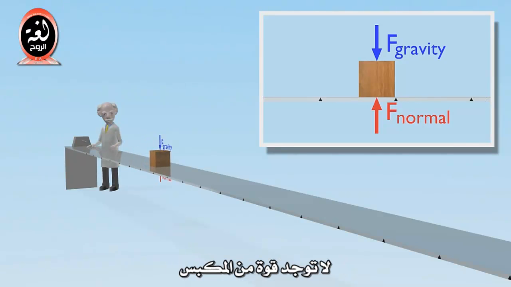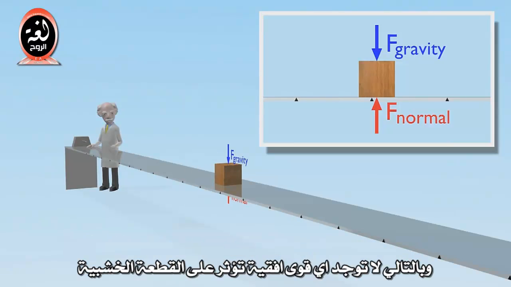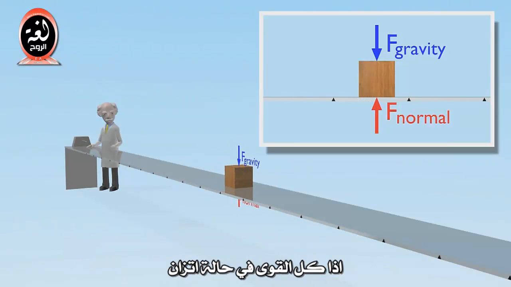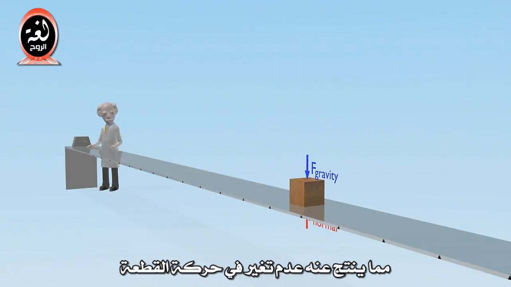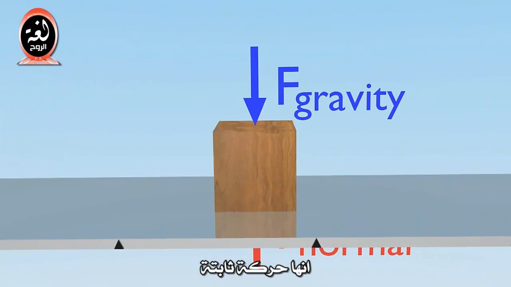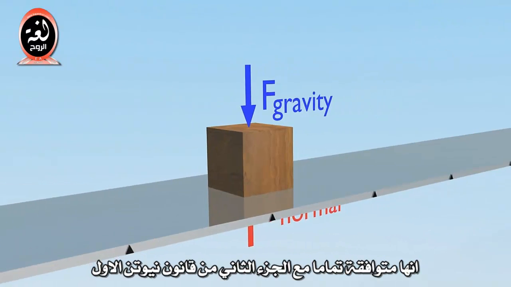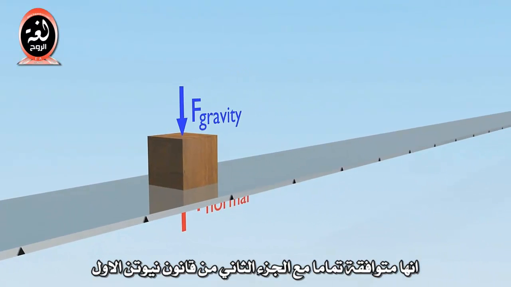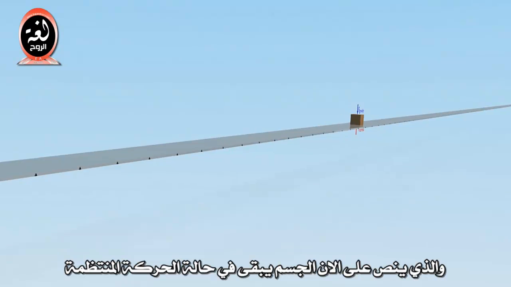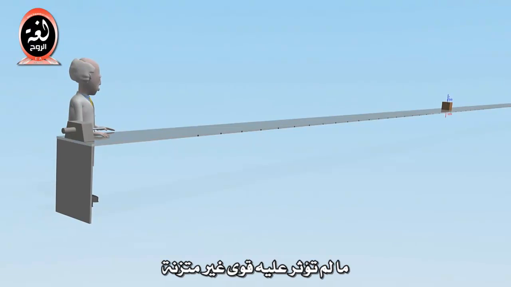Well, there is no piston force, and the highly polished surface provides no resistance to the motion of the block, and therefore there are no horizontal forces acting on the block. So all forces are in balance, resulting in no change in the motion of the block. It is still moving, but it doesn't change with time. It is constant motion. This observation, which may at first seem surprising, is consistent with the second part of Newton's first law, which states that an object will continue in its state of uniform motion in a straight line unless acted upon by an unbalanced force.